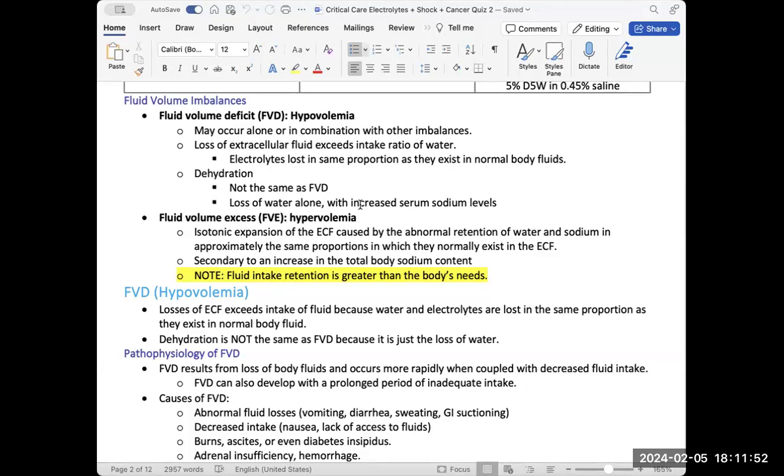Whereas fluid volume excess is just having too much. So we're intaking more fluid than our body needs, and we can't excrete all of that fluid properly. So that's like the main difference between the two.